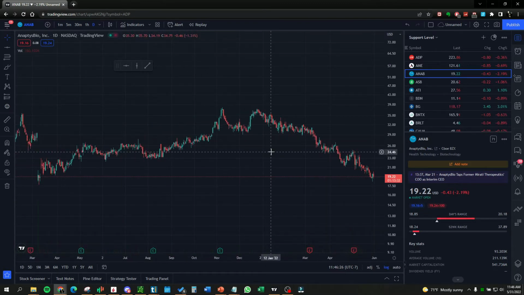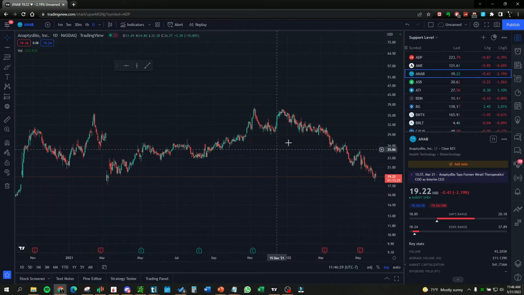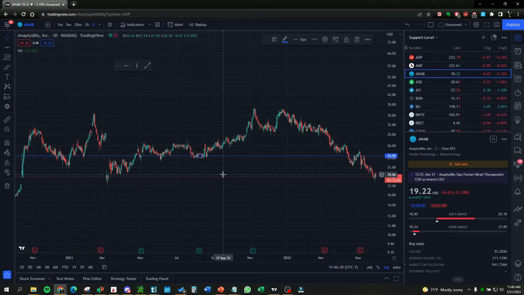Where is a relevant support level right here? This could be a relevant support level right here. That's one touch, two touch, three touch. The more touches, the better. This is a little bit, but one touch, two touch, three touch, and then just a few cents shy of this. So this could be a relevant level right here. This could be a relevant level as well. You have one touch right here, consolidation right here, and another touch right here. All right, next.